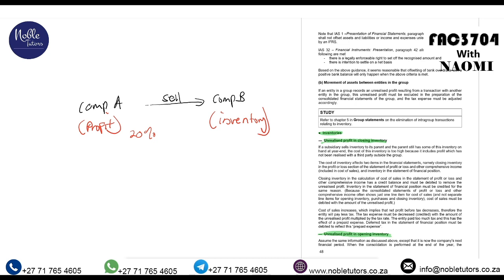Okay. Let's say the closing balance. So I'm looking at the closing balance at year end, and the closing balance I'm talking about is the inventory here. So the closing balance at year end was maybe 20,000. Okay, I don't want the whole 20,000, I only want 20%. Okay, I want to explain if they'll say on cost or if they'll say on selling price.